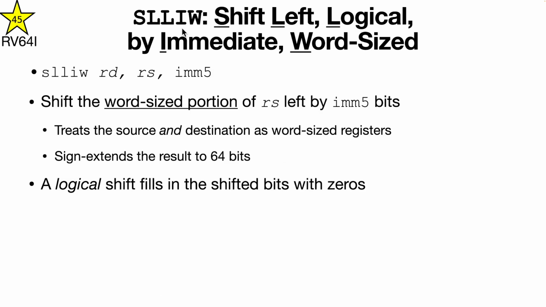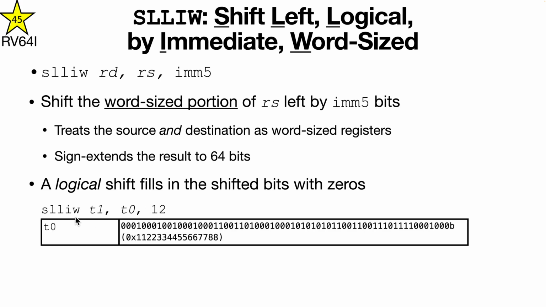Yes, it's the return of the SLLI that we love with a W suffix, so I'm not going to even bother with the build slide here. I'm just going to say it's word sized, so it's RV64I, which means it's always going to be a 5-bit shift because we're treating things as 32-bit registers. And it's a shift left logical with an immediate, an I for an immediate, rather than pulling it out of a register. So concretely, looking at our example, we have SLLIW, T1, T0, and 12.